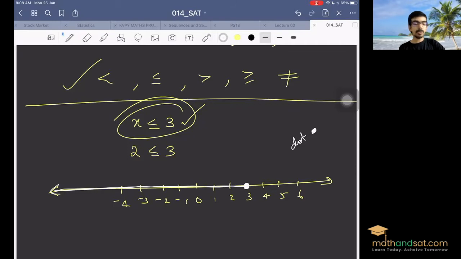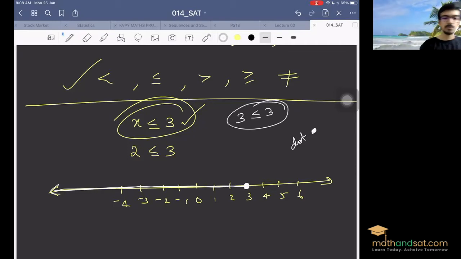Is 3 less than or equal to 3 a true statement? Is this true? 3 less than or equal to 3. Yes, definitely. So that statement is true.